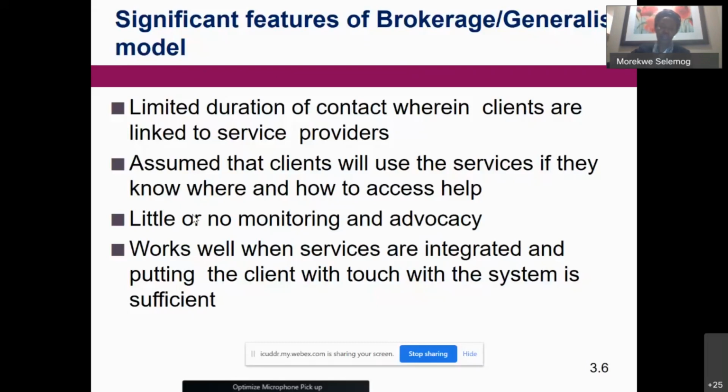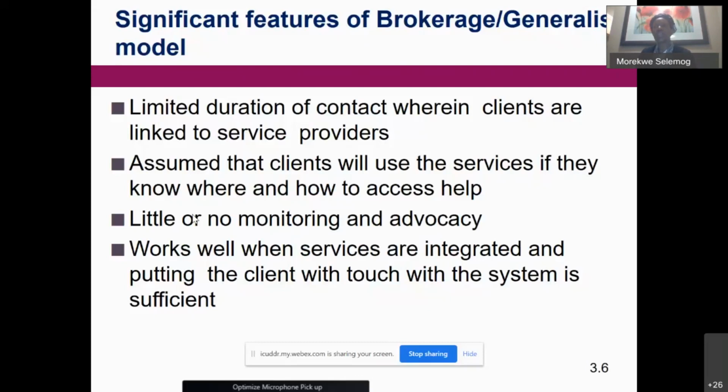So it's important to bear in mind that as a case manager using the brokerage model, you understand that there are linkages, you know about the services that the providers actually have, and whether they are still actually providing those services. There is little or no monitoring and advocacy under this model. As I've already highlighted, the main role is just to link the person with the service provider. So what it means when we say there's little or no monitoring and advocacy is that the case manager is less likely to know if the client actually has future problems with the other service providers that they've been referred to, right?